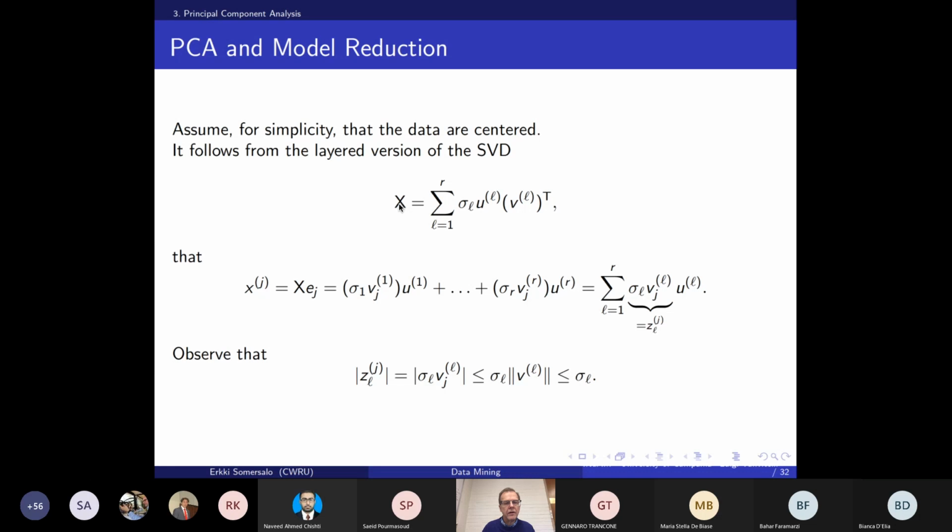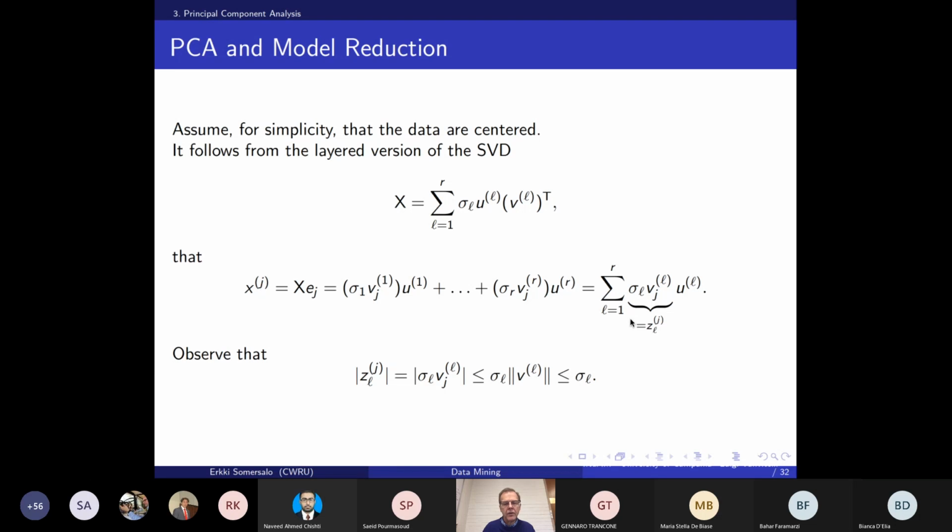Now, if this is the representation of X and I go back to the jth data vector xj, I multiply by this canonical basis vector, and I get VL transpose EJ. What does that mean? It picks the jth component of my vectors VL. And so this is nothing else but another way of writing the decomposition of my jth data vector in terms of the feature vectors. And of course, these coefficients here are the principal components of the data vector xj.